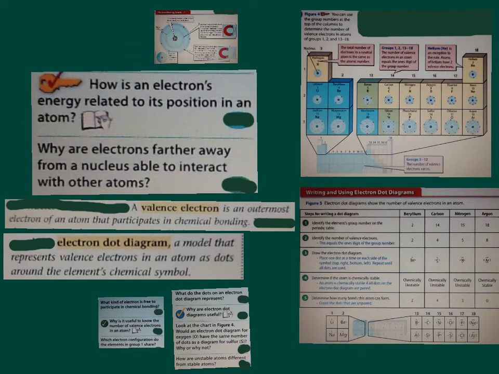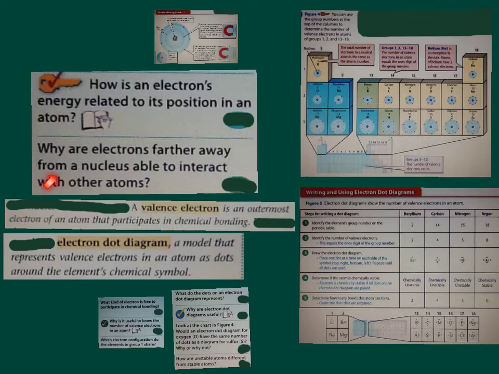You are to write down both questions, this one and this one, in your science journal and answer them, please. The first one is, and make sure you write it because it is one of our key concept checks: how is an electron's energy related to its position in an atom? Question number 2: why are electrons farther away from the nucleus able to interact with other atoms? Write both of them down, and answer both of them, please.